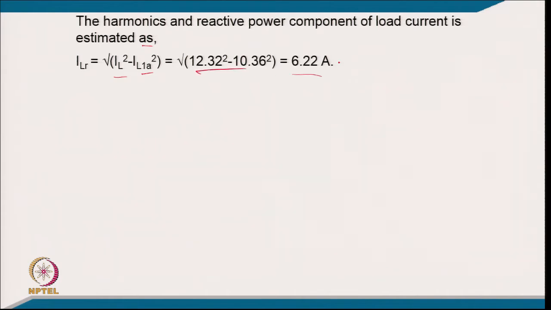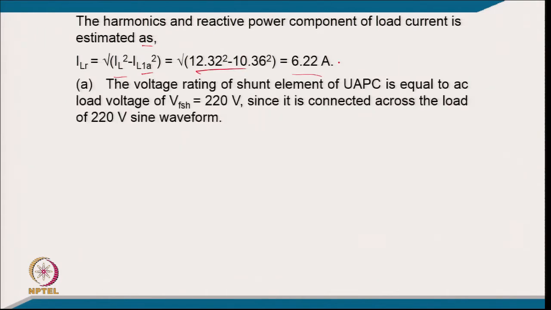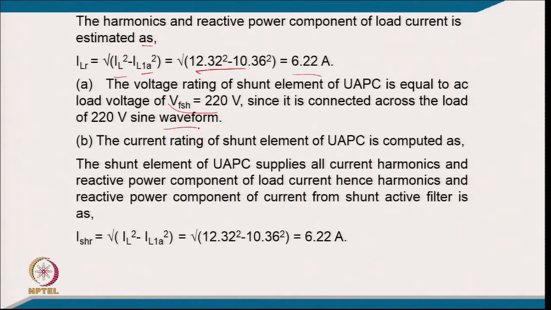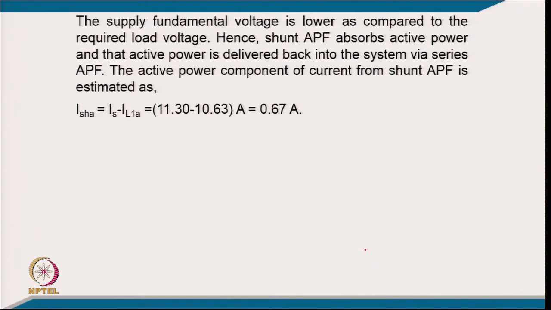So, putting the value here it comes 6.22 ampere, and the voltage rating of the shunt element of UPQC is equal to your load voltage, which is 220 sine wave across the load, and the current rating of the shunt element is computed as follows. The shunt element of the universal active power conditioner supplies all the current, harmonics and reactive power component of the load current. Hence, the harmonics and reactive power component of current from the shunt active filter is as follows: IR square is equal to IL square minus IL1 square. So, putting this, 6.22 ampere, and the supply fundamental voltage is lower as compared to the required voltage.